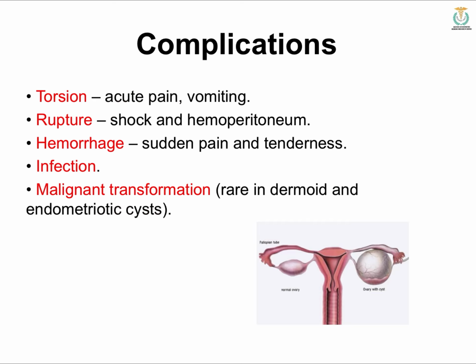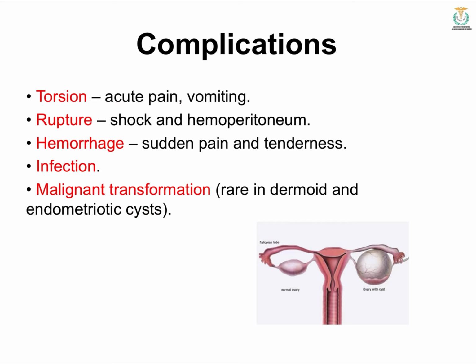Moving on to the complications. The most feared complication is torsion, in which the ovary twists on its pedicle, causing ischemia, acute abdominal pain, and acute vomiting. Torsion is one of the most important feared complications you will be seeing in ovarian cyst conditions.